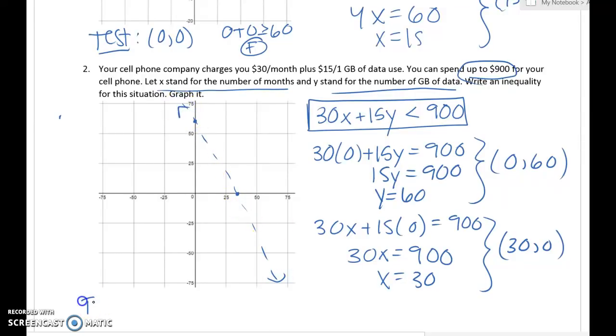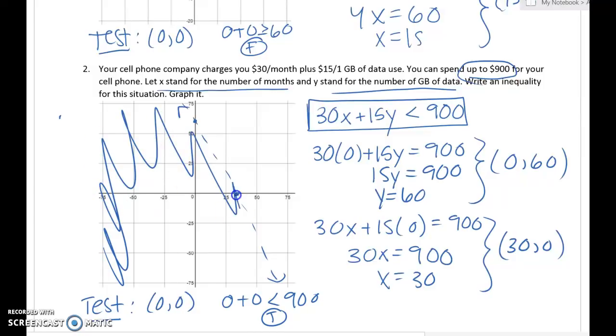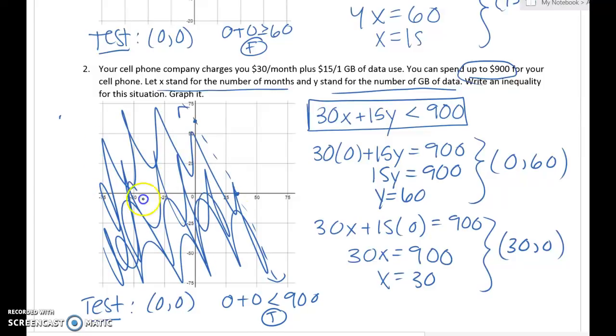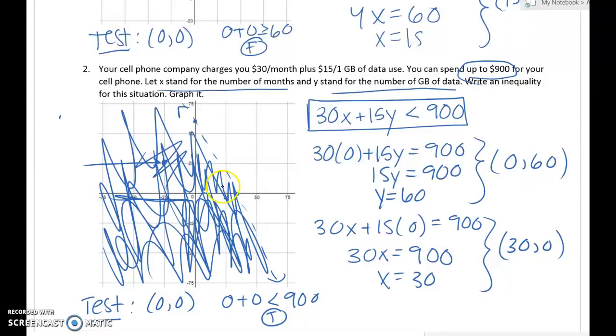Now we'll do our test point of 0, 0 as usual because it's the simplest. So is 0 plus 0 less than 900? It is. So we'll shade below. And again, what this means, really the information down in here doesn't mean a lot to us because it would be a negative number of months or data, but if we pick a point, say here, that would be, well, that's still a negative. So really what we have here is down here, okay? So if we pick a point here, we would have maybe 5, 15. So 5 months, 15 gigabytes of data, that would work.